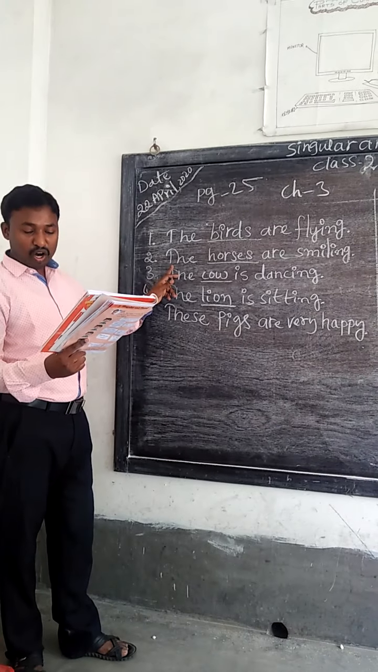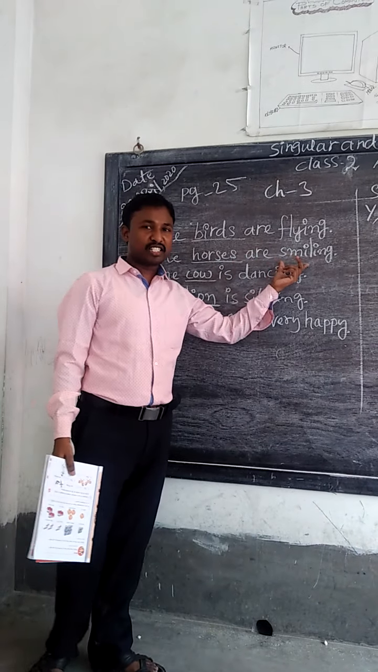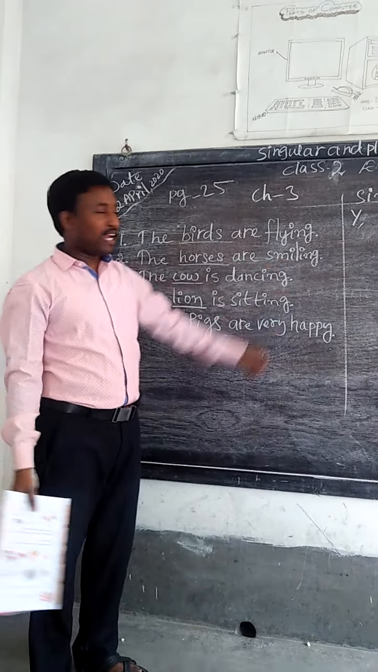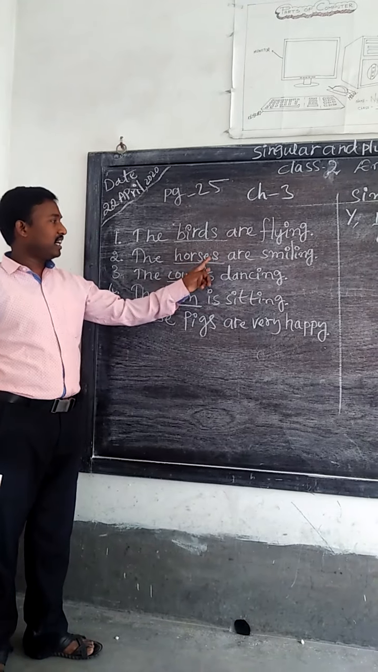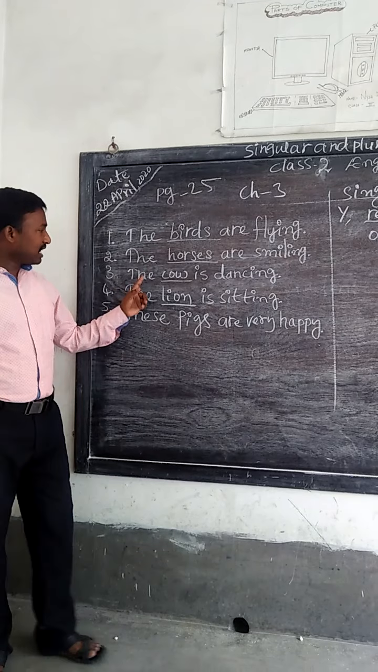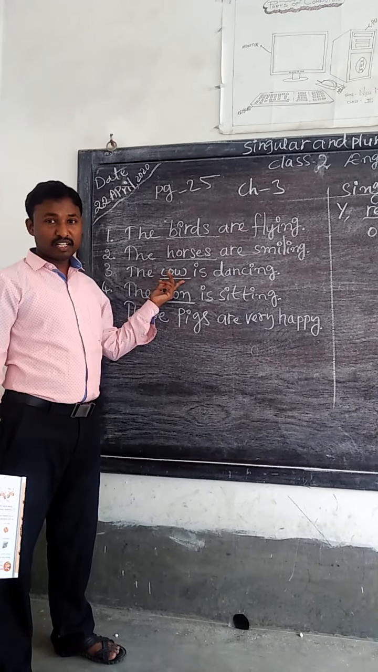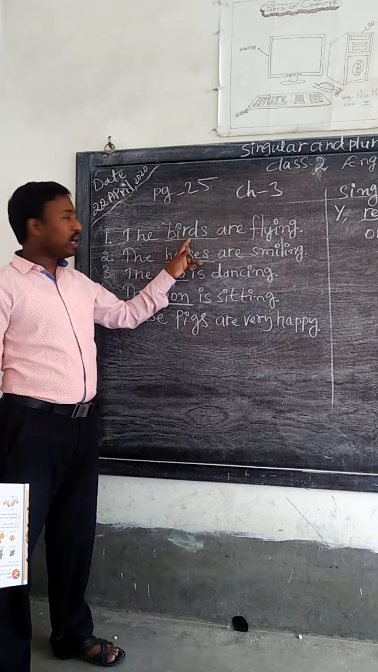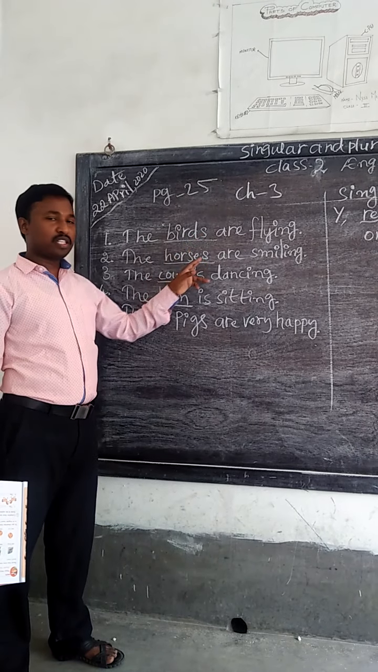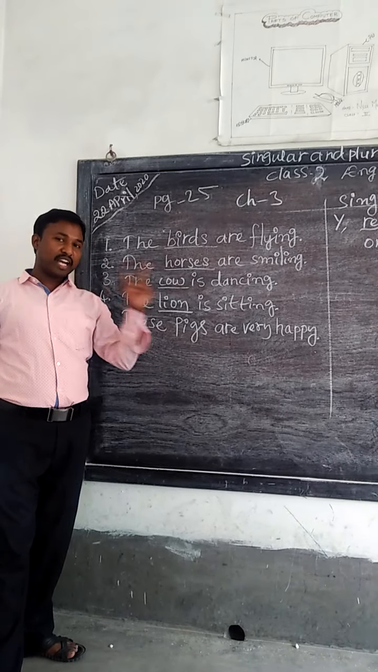Second one, you see. The horses are smiling. If you see the picture, both of them are smiling, so horses. Third one, the cow is dancing. So cow is only one, singular. Here birds are plural, horses are plural. The cow is dancing; cow is a singular noun.